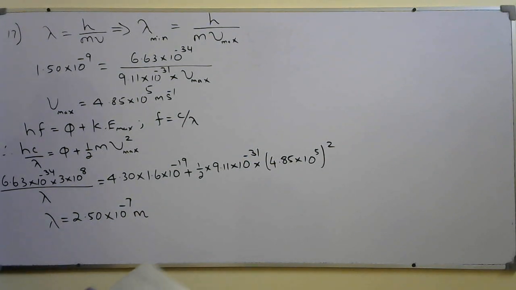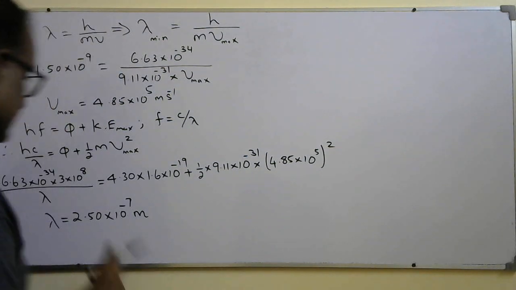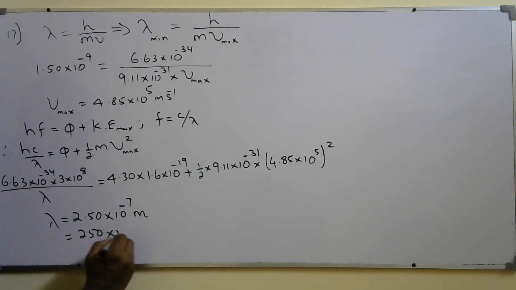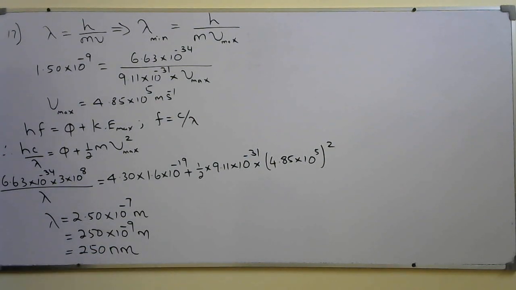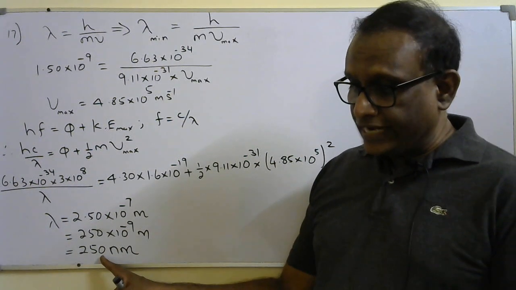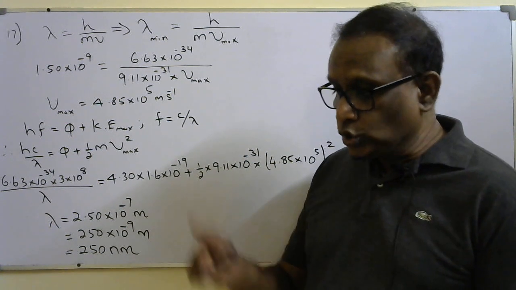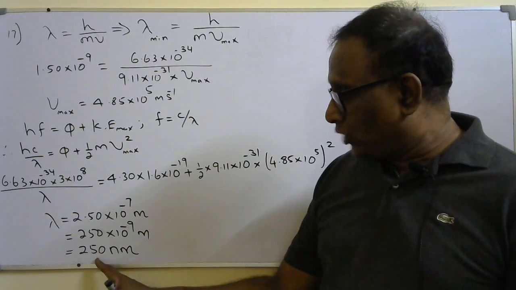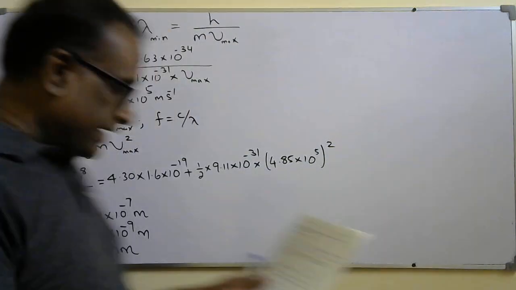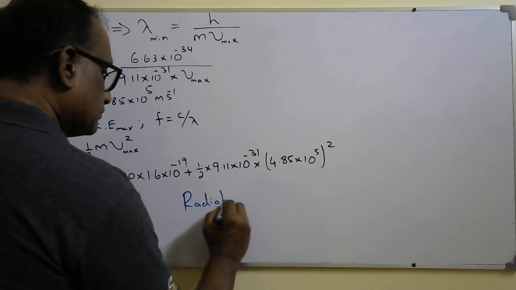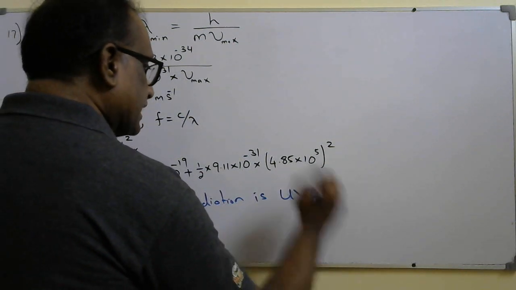Now the wavelengths are given in nanometers. Nano means 10 to the power minus 9. So to convert to nanometers, 2.50 becomes 250 times 10 to the power minus 9 meters, that is 250 nanometers. Now check the table. There's a small table given which shows which range this wavelength falls within. Ultraviolet C is between 200 and 280. Ultraviolet B is 280 to 320. Ultraviolet A is beyond that. So 250 falls within UVC. So the radiation used is ultraviolet C.